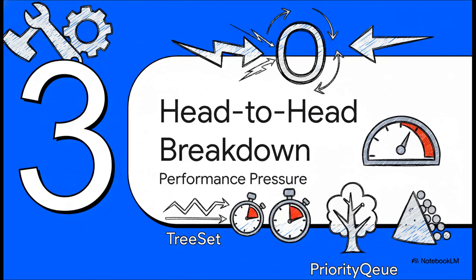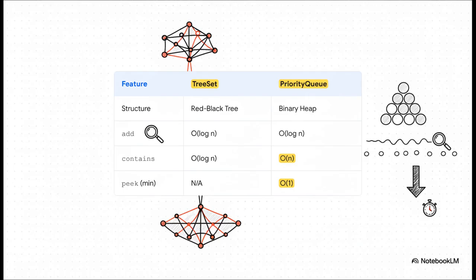Okay, so we've met both of our tools, now it's time for the main event. Let's put them side by side and see how they really stack up when we talk about performance. This table right here, this is the heart of your interview answer. First, notice that adding an element is O(log n) for both. They're both pretty efficient there. But here's the kicker. Look at the contains operation. For a TreeSet, checking for an element is a super fast O(log n). But for a PriorityQueue, it's a slow, painful O(n) search. It has to look at every single element. Why? Because the PriorityQueue is only optimized for one thing: finding the minimum element, which it can peek at in constant, O(1) time. It's a classic example of a performance trade-off.